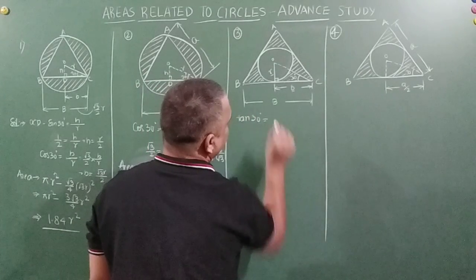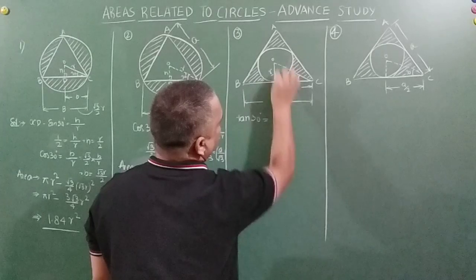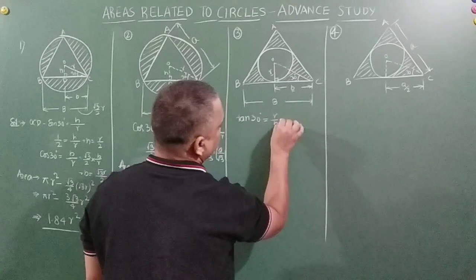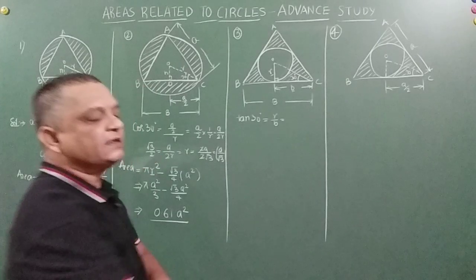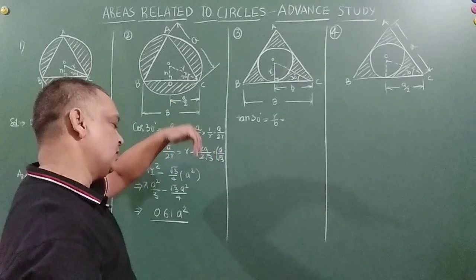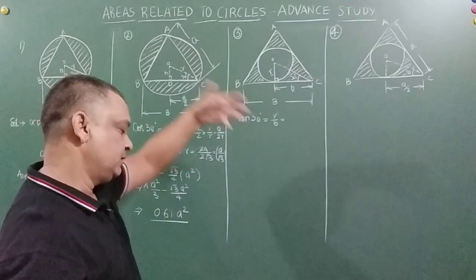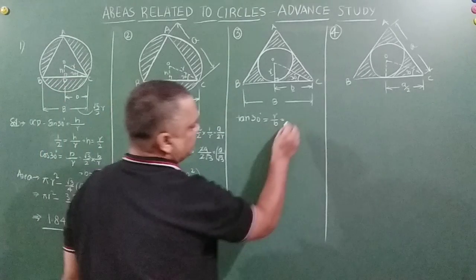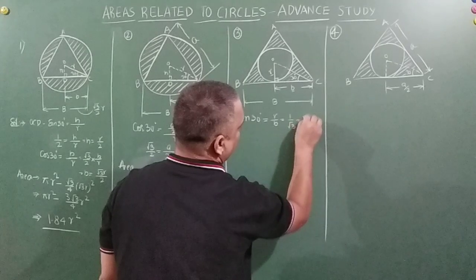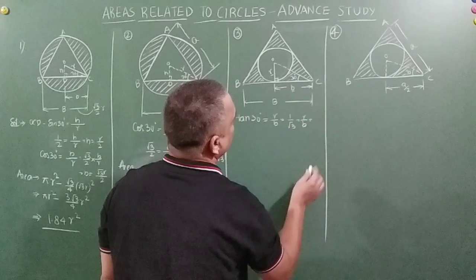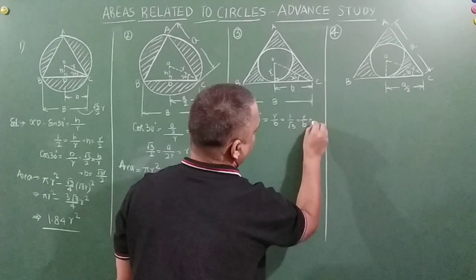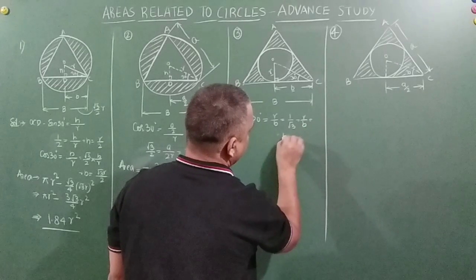So tan 30 degrees will be perpendicular by base, that means r by b. Right. What is tan 30, friends? Tan is nothing but perpendicular by base, that is 1 by root 3. That is equal to r by b. So I have to find b in terms of r, right? So b is equal to root 3 r. I will write it here. b is equal to root 3 r.